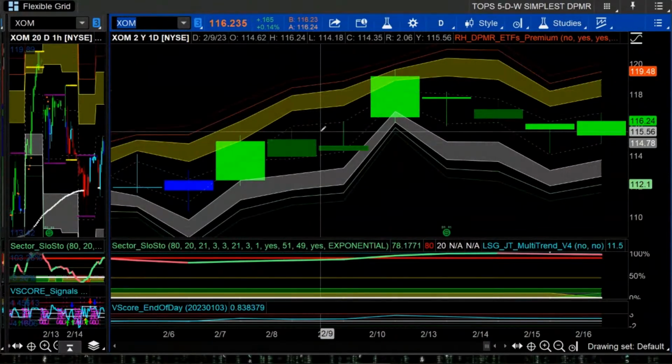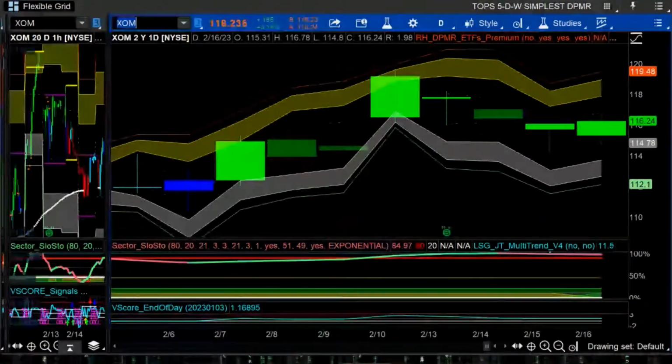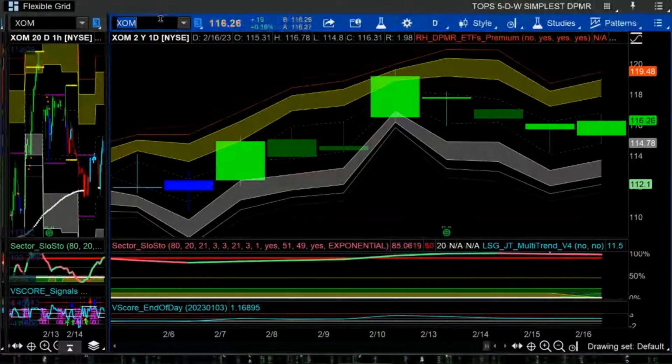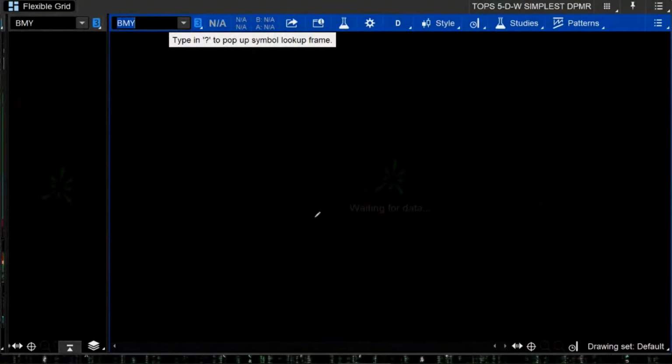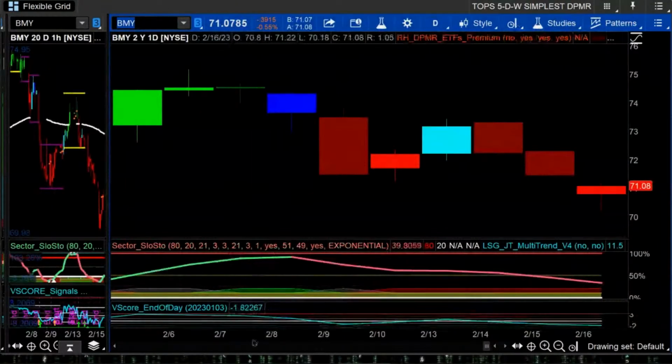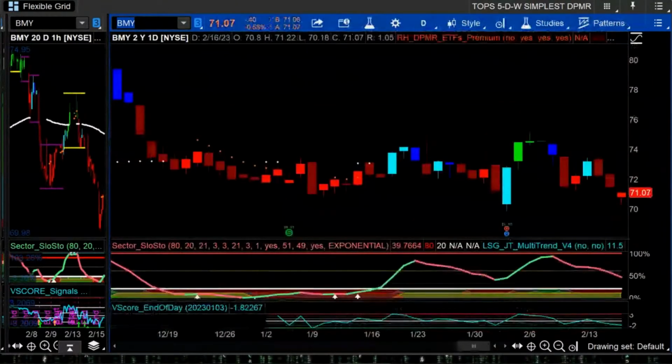That's Exxon. I don't believe we have BMY. I can't remember. We have about 80 plus symbols. I don't know that we have BMY on this, but we're adding more symbols to the DPMR, SJ. So I don't have that.